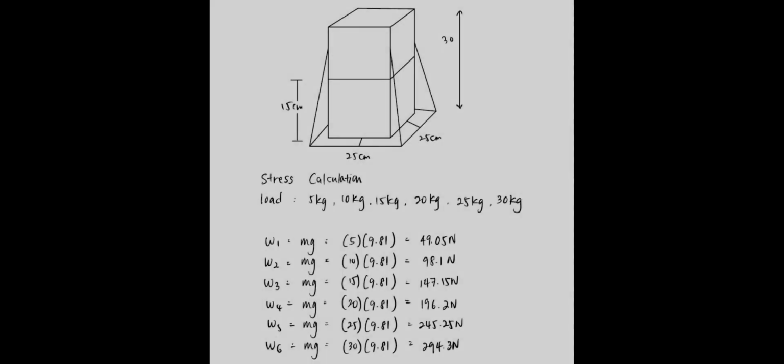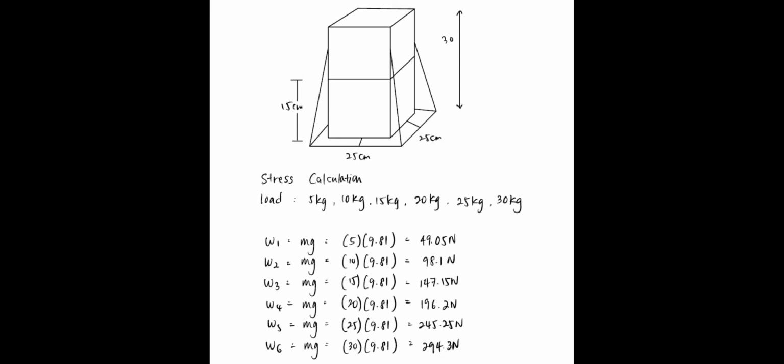My name is Ryan and my matric number is AN200207. Today I'm going to elaborate on the calculations and the formula involved in the straw tower. First of all, the length of the straw tower is 25 centimeter and the width is 25 centimeter. The height of the straw tower is 30 centimeter.